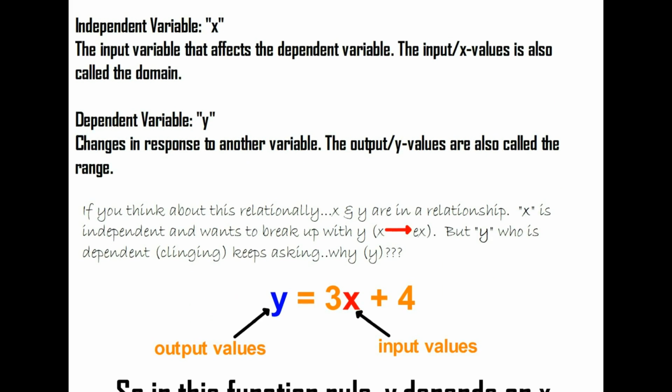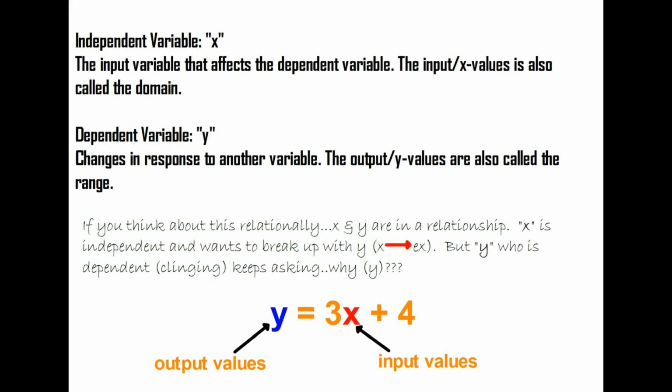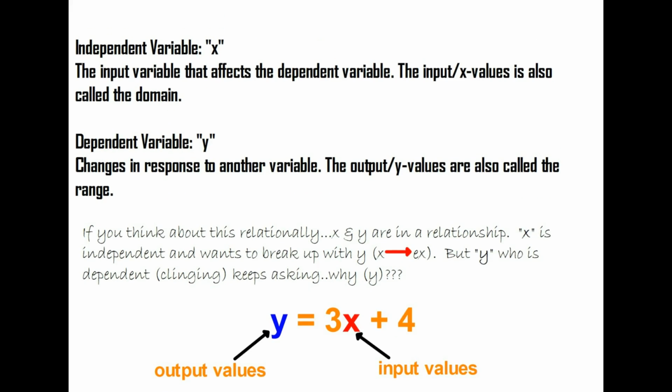So independent variable. X is also called the independent variable. So we have domain. Hold up, buddy, I need you to type: domain, or rather write, we have domain. What else do we call X? We call X the input. And now we are calling it the independent variable, the input variable that affects the dependent variable. The input, or the X value, is also called the domain.